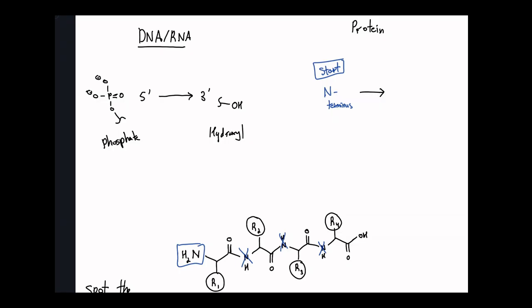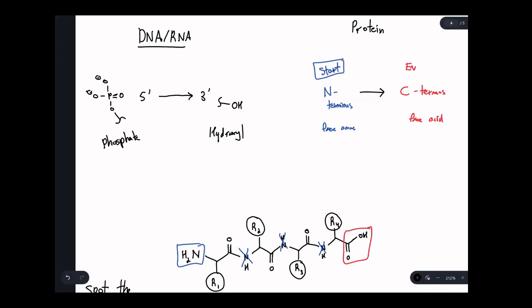We go R1, R2, R3, we're going through the amino acids, and eventually we get to a free carboxylic acid. That would be the C terminus, right? A free acid. And this is a free amine, right? So we treat this as the end of our sequence. So we read proteins from the N terminus to the C terminus. That's the direction that we read it.